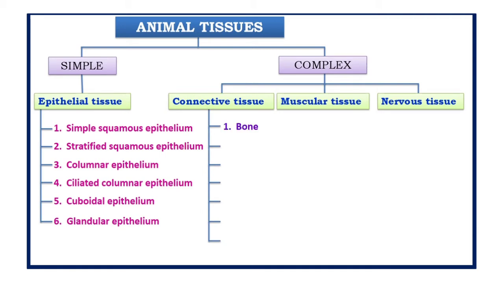Whereas connective tissue is of seven types. You can remember this as B, bone, second is B, blood, C, cartilage, L, ligament, fifth, areolar, sixth, tendon and seventh, adipose. That is B, B, C, L, A, T, A: bone, blood, cartilage, ligament, areolar, tendon and the adipose tissue.